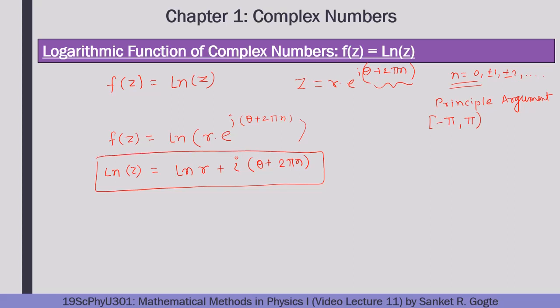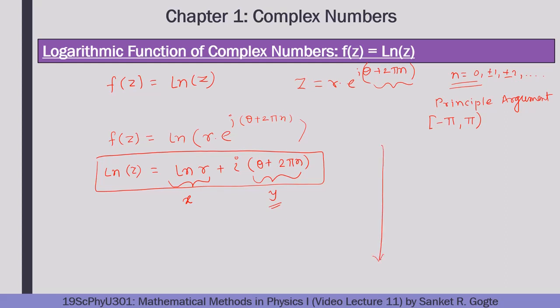Note a couple of things here. First, this log r is the real part of that complex number, which is log of the given complex number. And its imaginary part is given by this theta plus 2 pi n. Now you can see that since infinitely many values are possible for n, this y also has infinitely many values. There could be infinitely many values for log of a given complex number.